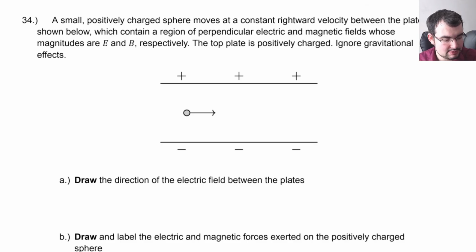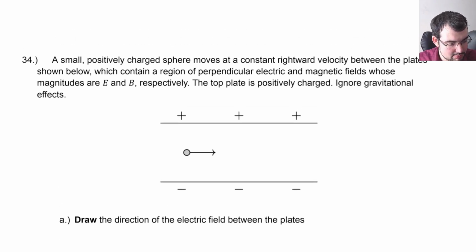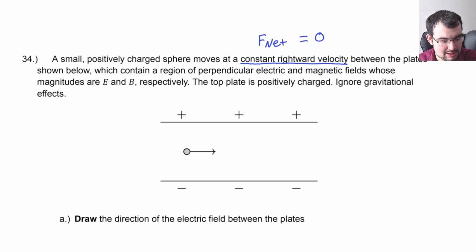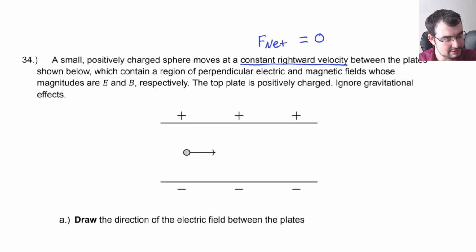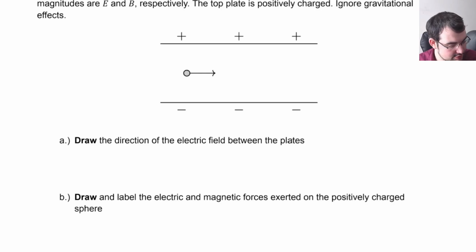This is one of my favorites. We got the velocity selector. So a positively charged sphere, I didn't actually need to tell you it was positive for this part, moves at a constant rightward velocity. So it's really important in these velocity selectors that we're given this fact that it is at a constant rightward velocity. Because if you're at constant velocity, that means that you have no net force because of Newton's first law. So what that means is when you have these crossed fields, you know there's going to be equal and opposite forces caused by each field that are exerted on the sphere.